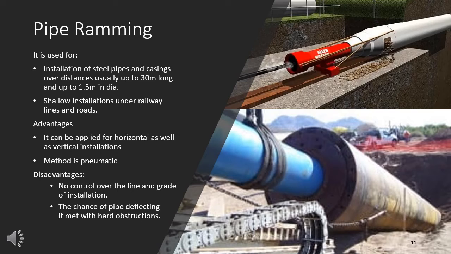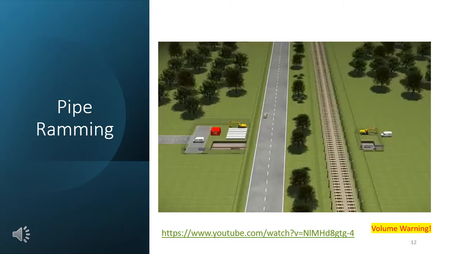Now, the disadvantages of this trenchless technology is that there is no control over the line and rate of installation, and there's a chance that the pipe will be deflecting if met with hard obstructions. Here's a small video detailing again some of the details with pipe ramming and its usage in the industry.